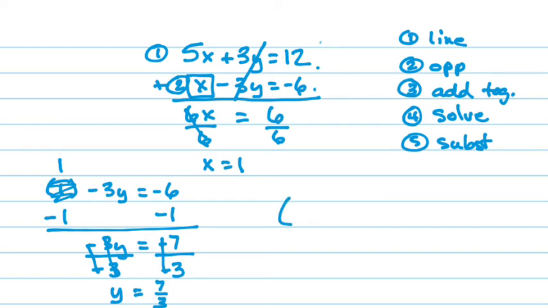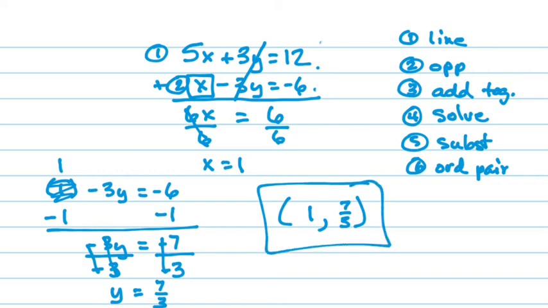So my solution, remember, you write it as an ordered pair. So that's your x value, and then your y value. And that's the solution. Now that one was particularly easy because you didn't have to find the opposites. But most of the time you're going to have to find the opposites. So let's look at one of those.